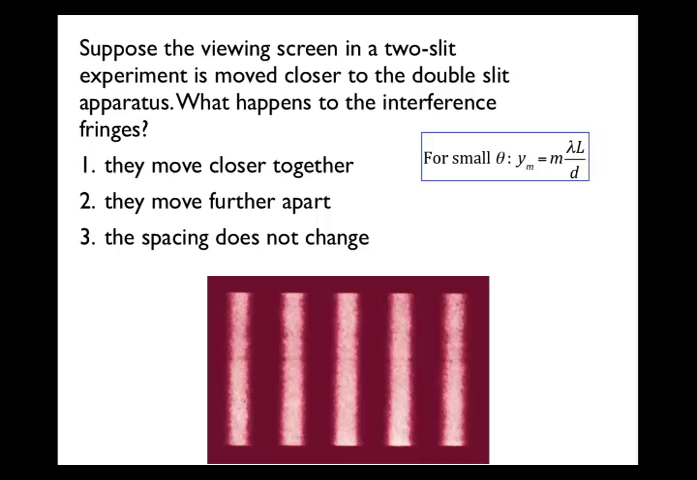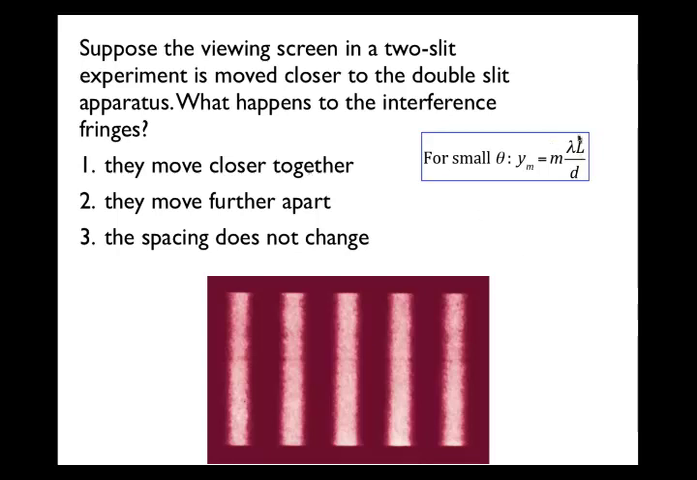Suppose we viewed this screen in a two-slit experiment, and the viewing screen were moved closer to the double slit apparatus. What should happen to the interference fringes? Would they move closer together, move further apart, or the spacing does not change? Here, like always, I would encourage you to pause the presentation and come up with an answer on your own before listening to my response. My response would be that the fringes move closer together.